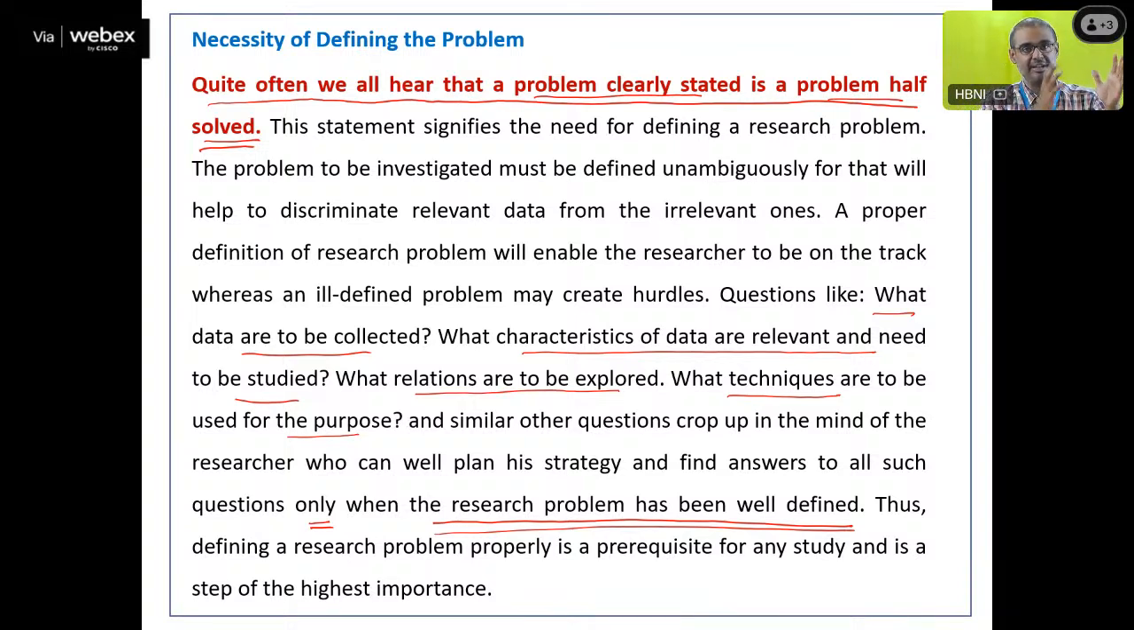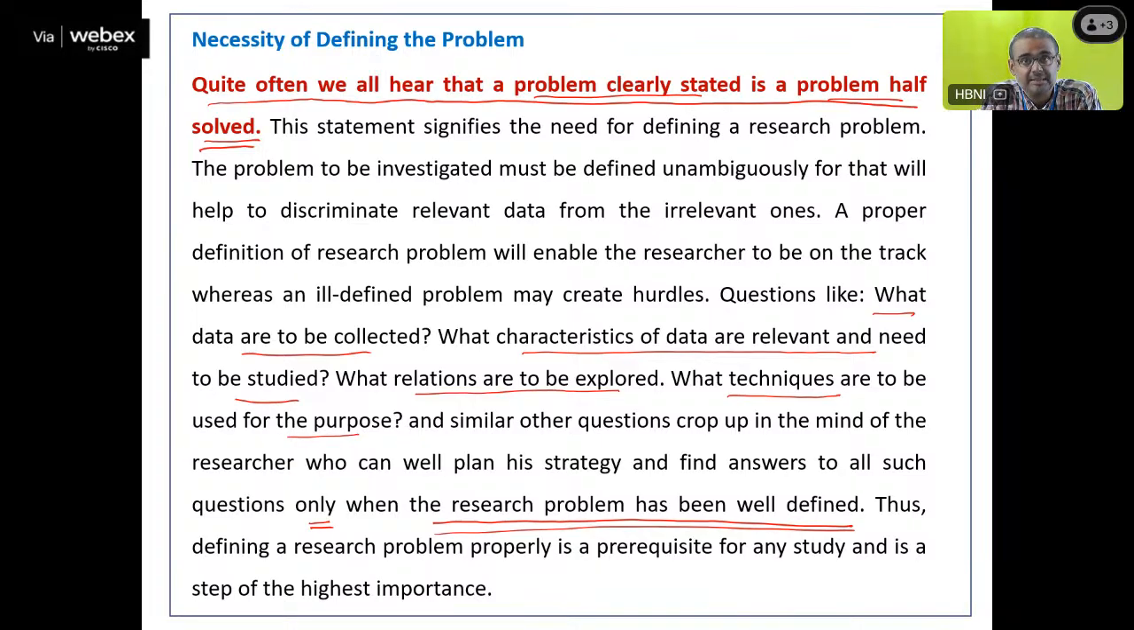Some will be very relevant, some will be okay. You can additionally present those, and some will be irrelevant. So your focus will be how to get the relevant data at the first go. And if you have defined your problem clearly, you will know which one is important, which one is unimportant, and you are definitely collecting the important data.